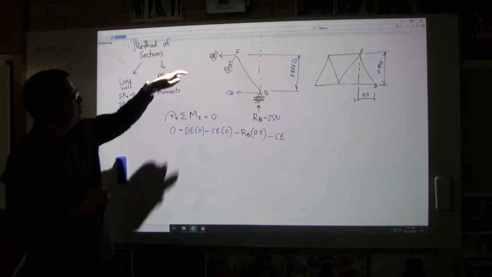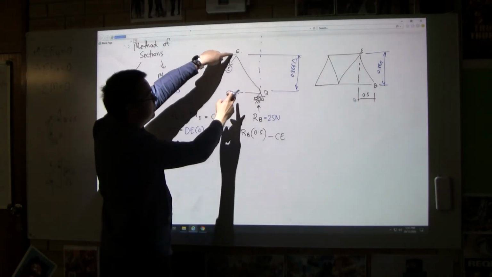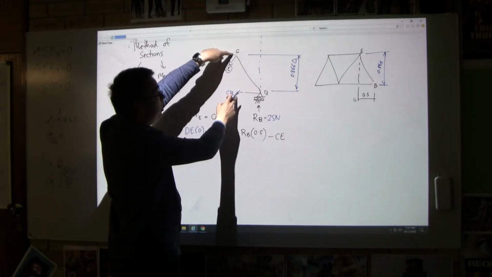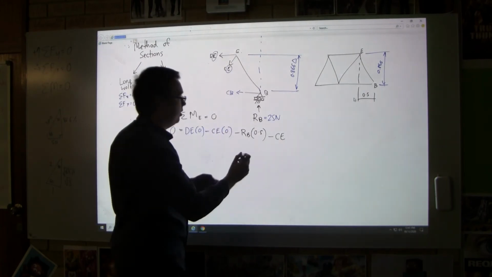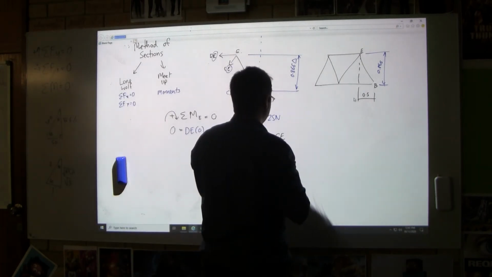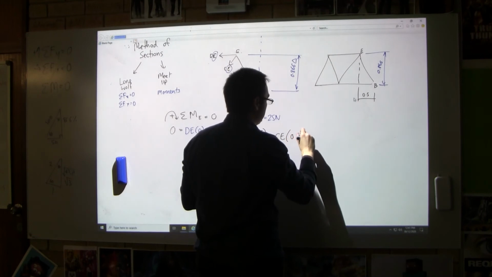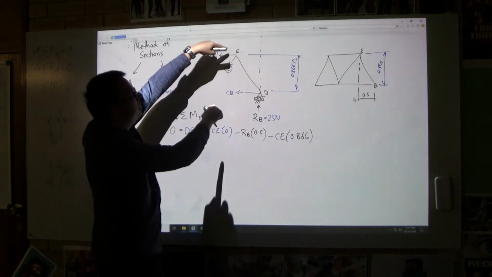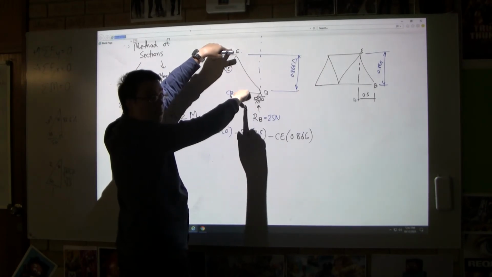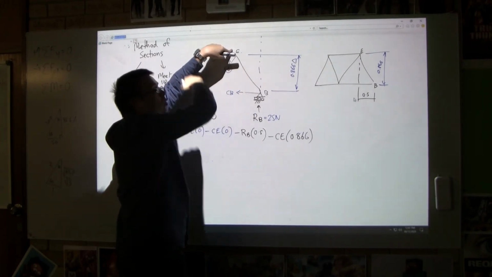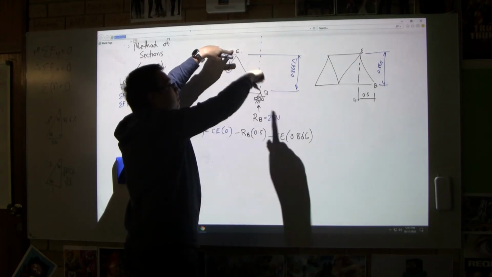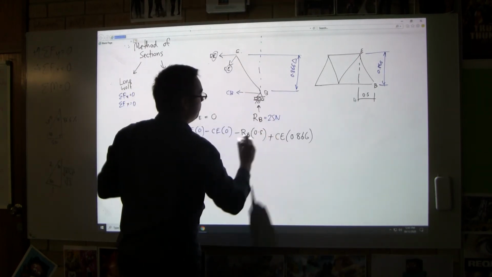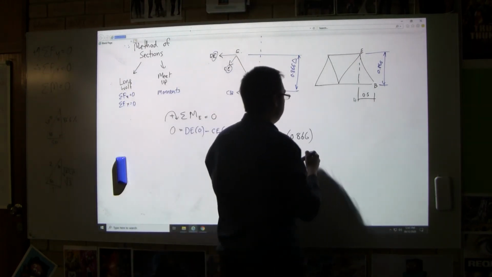How far is CE from CB from E? Charlie Brown, how far is it? 0.66. Okay, cool. Now, my assumption is that it's pulling. If it's pulling, is it going clockwise or anti-clockwise? Clockwise. Clockwise.